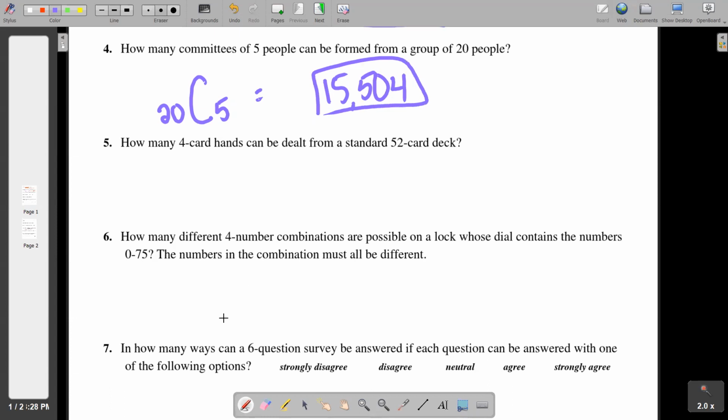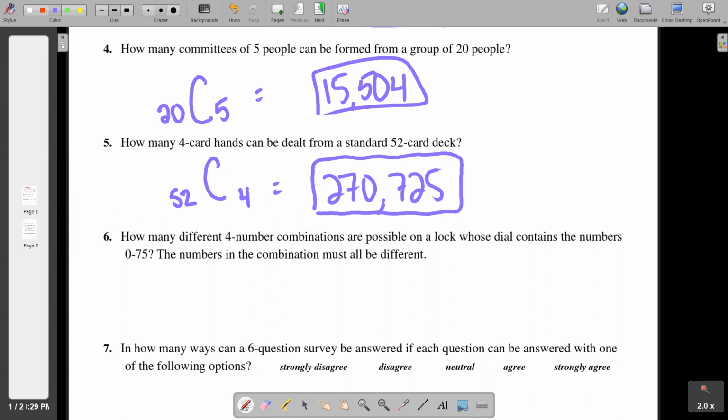The same thing can be said of problem 5. With a hand of poker or a hand of cards, the order that I get them in doesn't matter because I'm going to rearrange them myself. So this is another C problem. There are 52 cards. I'm doing combinations of them 4 at a time. Do not do P on this because order doesn't matter. The same 4 cards are the same 4 cards. I'll put them how I want. 52C4 comes out to a lot. There are 270,000. I'll see you tomorrow.